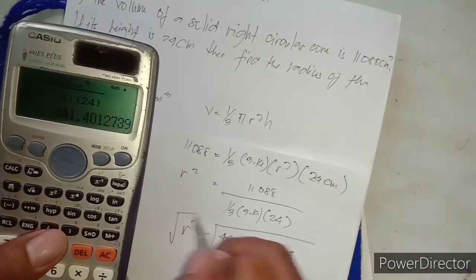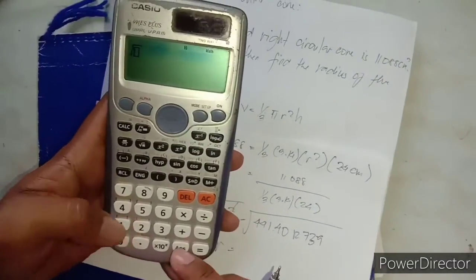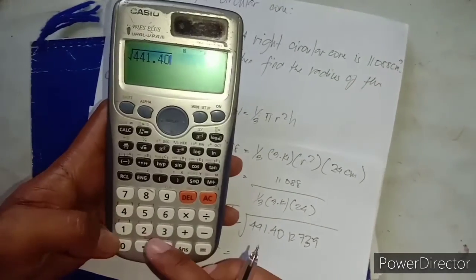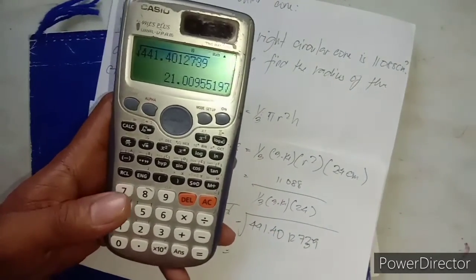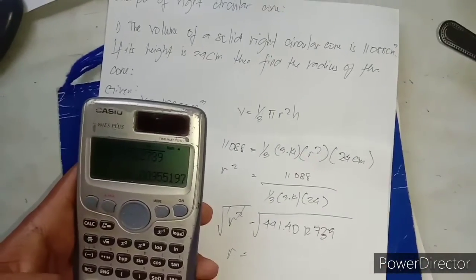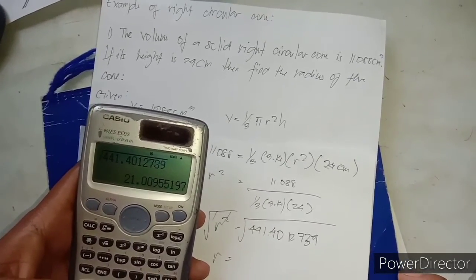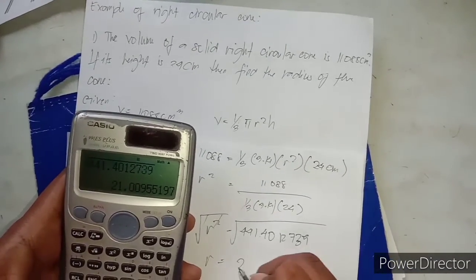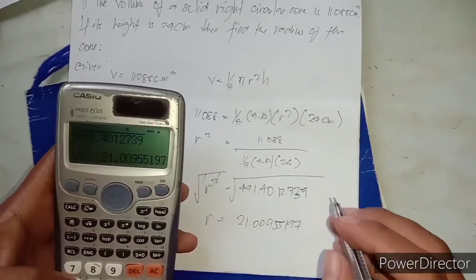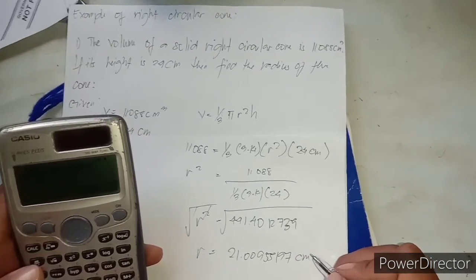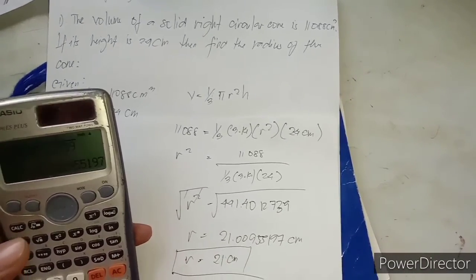Radius squared, so the square root cancels out, so radius equals the square root of 441.4012739, which is equal to 21.009559519 centimeters, or the radius is equal to 21 centimeters. So this is the radius of a right circular cone.